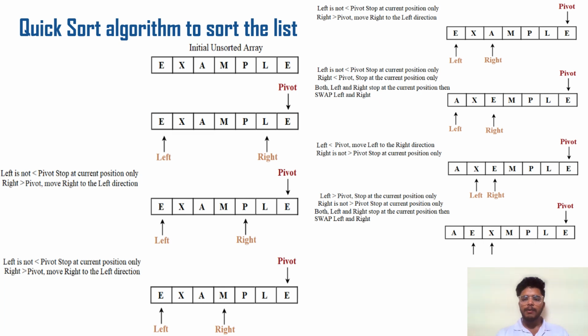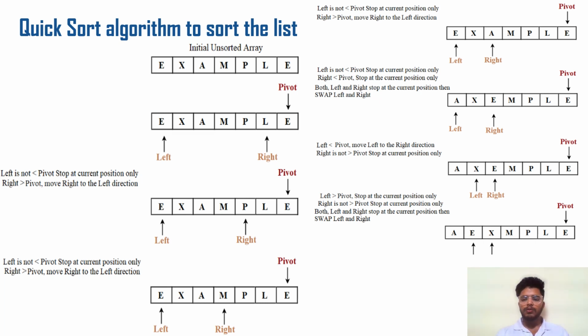Left is not less than pivot, stop at the current position. So both left and right stop at the current position, then swapping of left and right takes place, where A, which is alphabetically smaller, comes to the first position and E moves on to the third position, while another E acts as a pivot at the last.